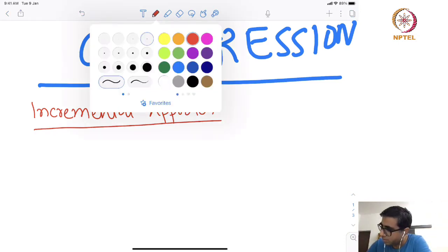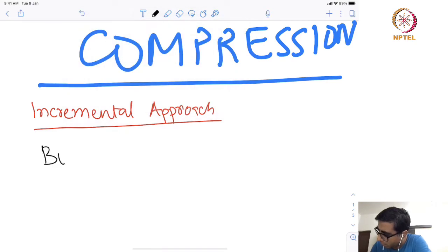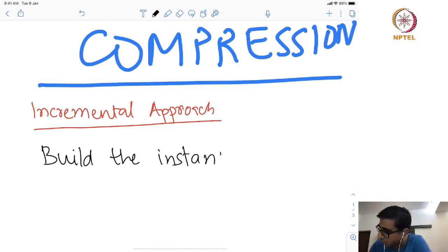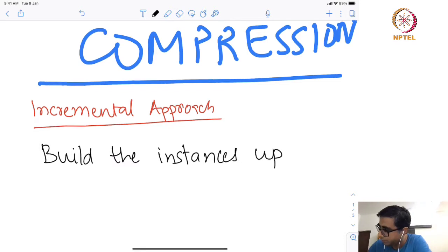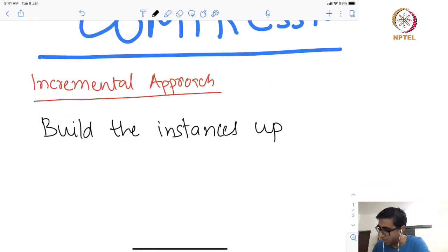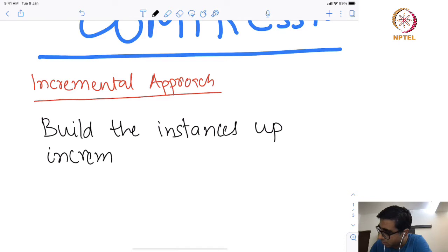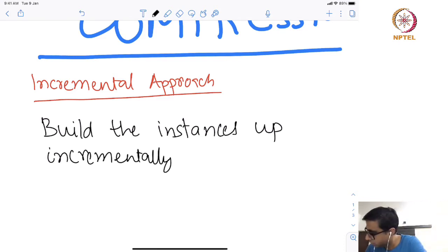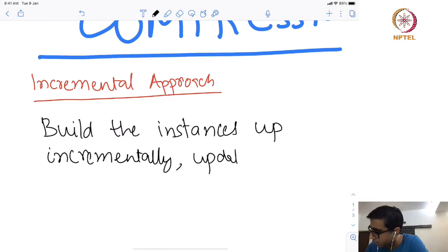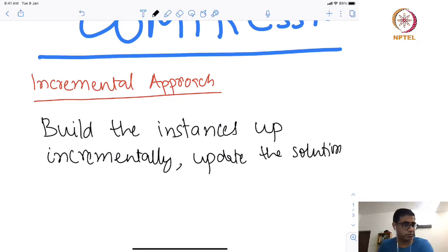So, what we do is that we build the instances up incrementally, and update the solution in each iteration.